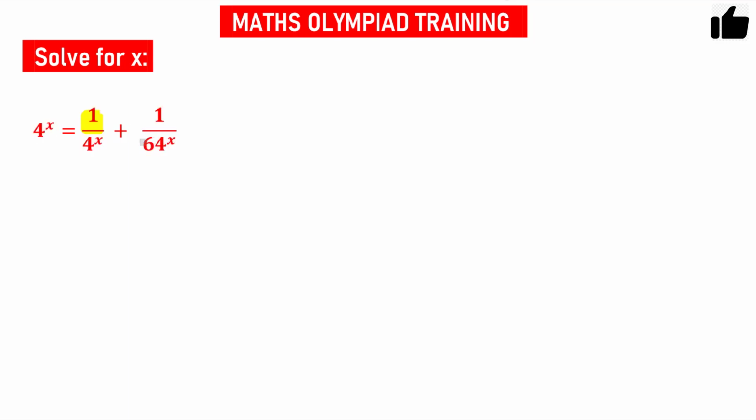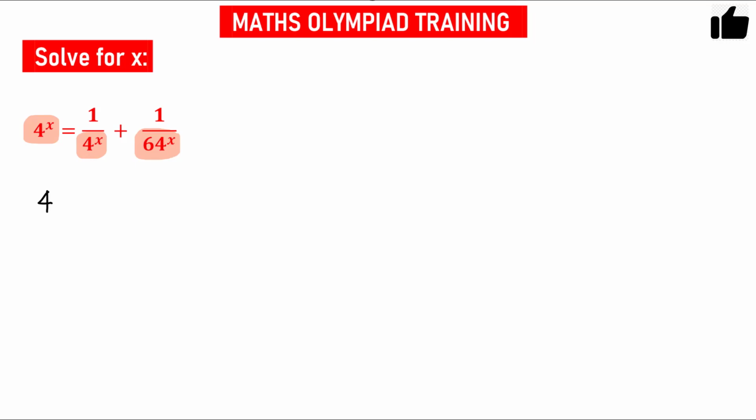You can notice you have a term 4 raised to the power x and here also you have 4 raised to the power x. And somehow you can convert this term also as 4 raised to the power x. Then you can use substitution. So that is the major idea for solving this problem. So let us try this.